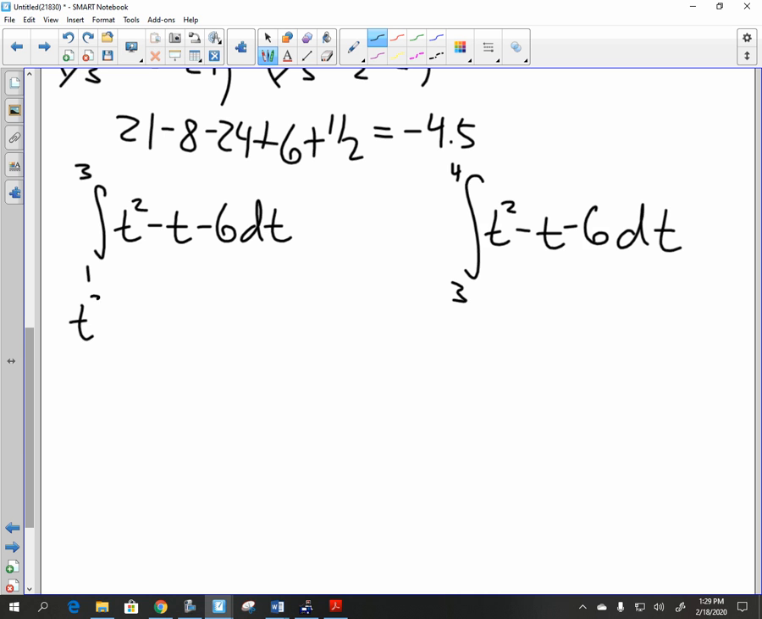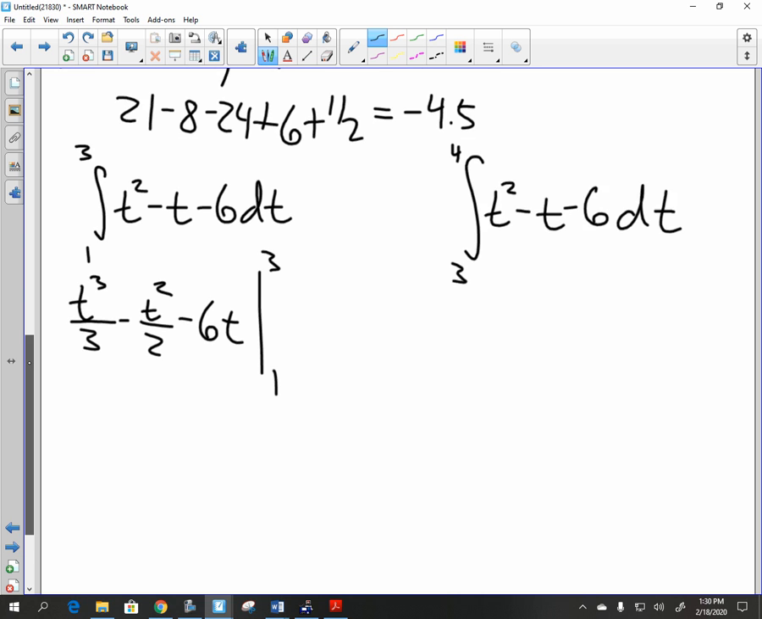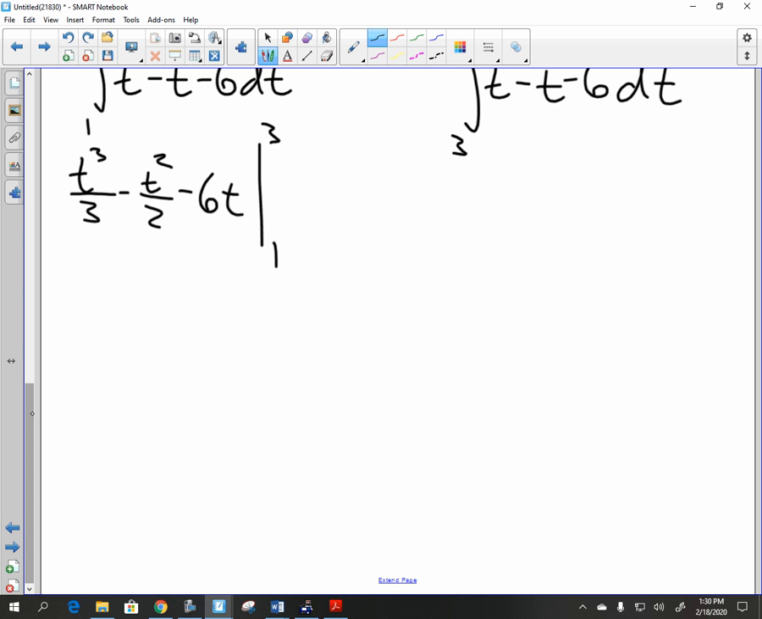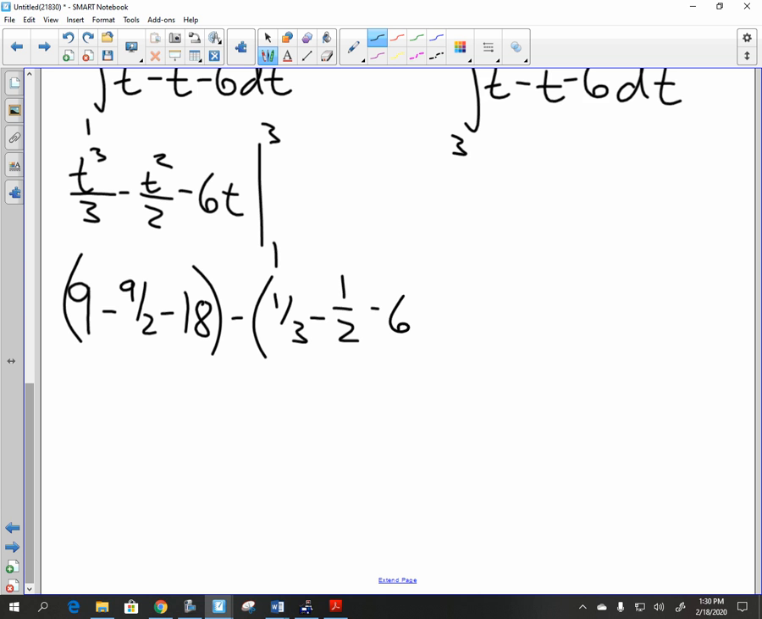I have t cubed over 3 minus t squared over 2 minus 6t, and we're going to evaluate that from 3 to 1. So, 3 cubed over 3 is 9, minus 9 over 2, minus 18, minus 1/3 minus 1/2 minus 6.